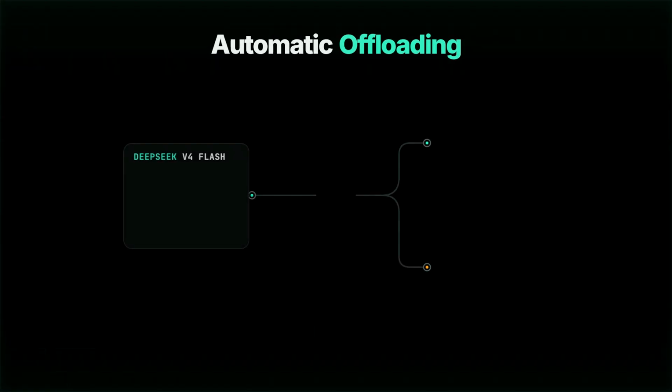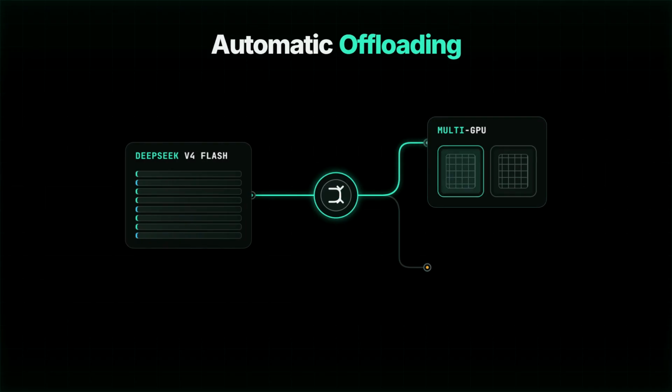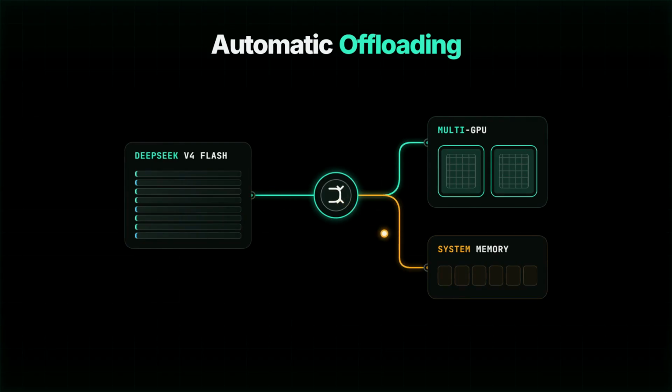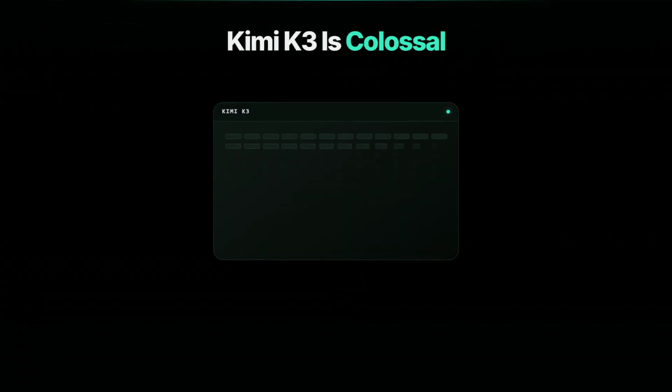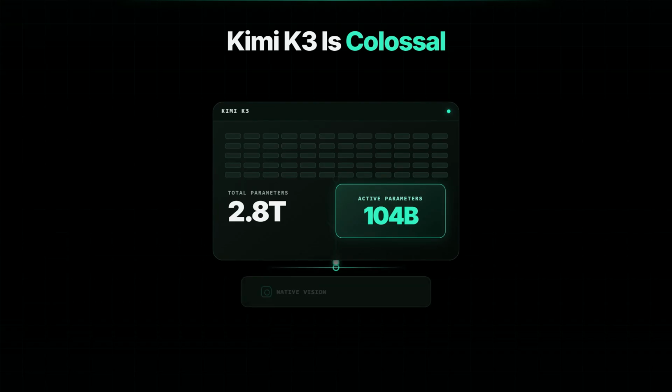For DeepSeek V4 Flash, Unsloth says it automatically detects multi-GPU systems and can offload model layers into system memory. That helps distribute the load, not erase it. Unsloth describes Kimi K3 as a 2.8 trillion parameter MoE model with 104 billion active parameters, native vision, and a 1 million token context window.